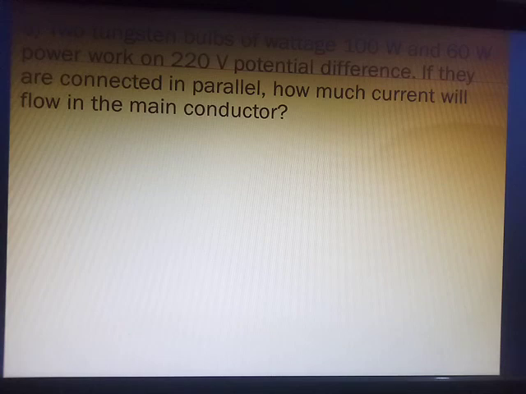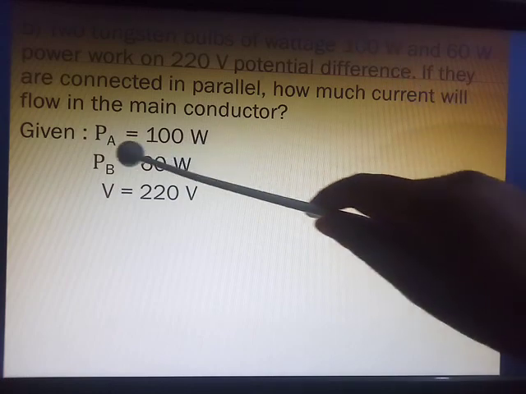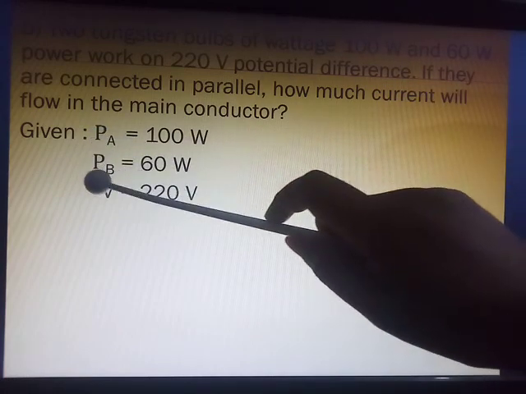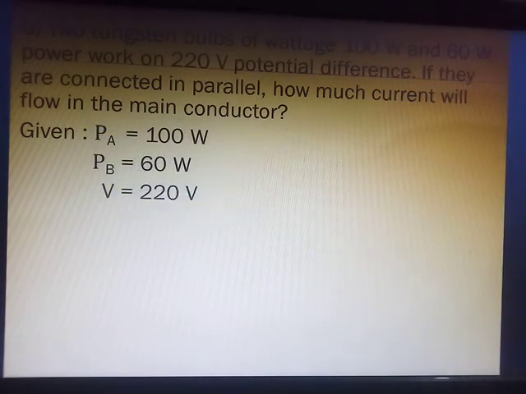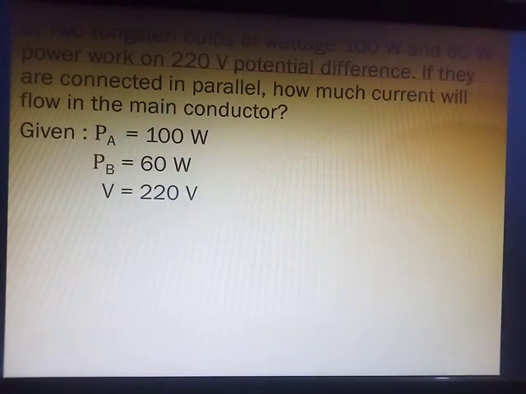As you all know, you have studied resistance in series, resistance in parallel last year. So first thing, we will write down what is given. Given is, you will consider first bulb I have taken as bulb A, second bulb as bulb B. You can take anything. You can consider first bulb as P1, second bulb as P2. Then you can write power for 1, power for 2. Anyway, it depends on you.